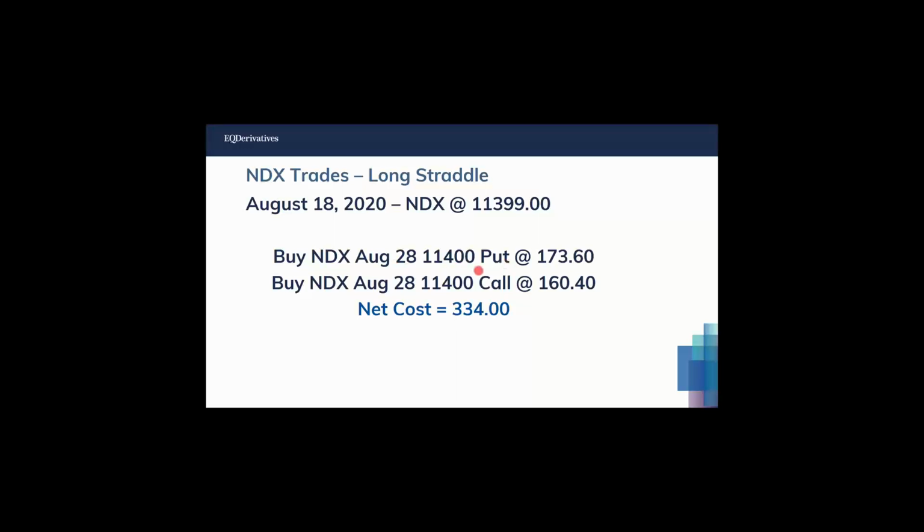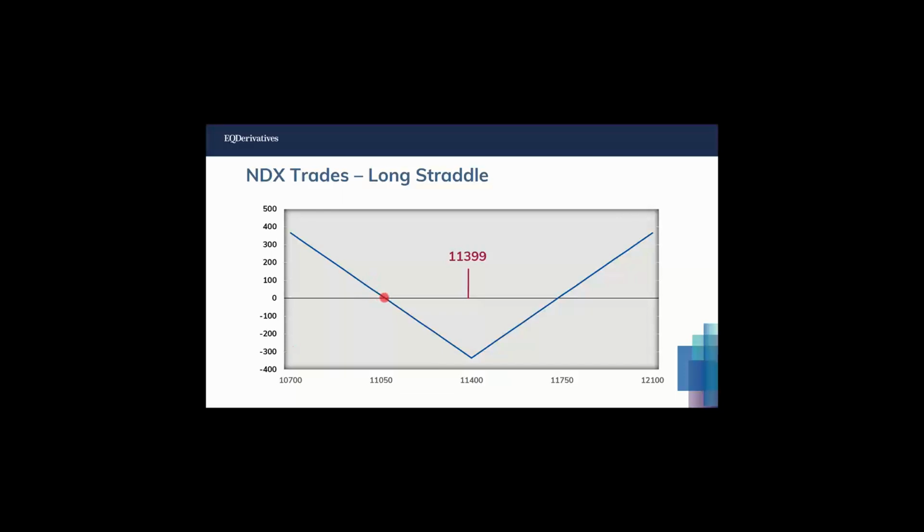I'm a big fan of doing something like this and then selling some options to narrow things down a little bit. But in this case, buying the at the money put and at the money call, we have a net cost of 334 with the NASDAQ right at 11,399. So net cost for this straddle was $334, and you've got a break-even level up around 11,750 and down around 11,050. But you've got to have a lot go right to make money off of a straddle.